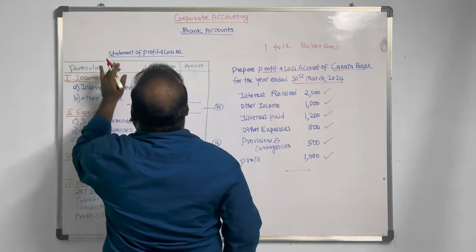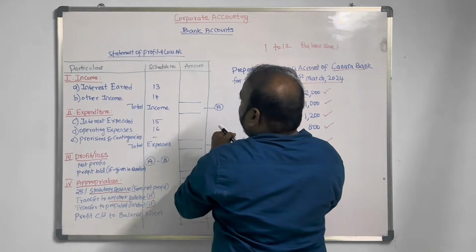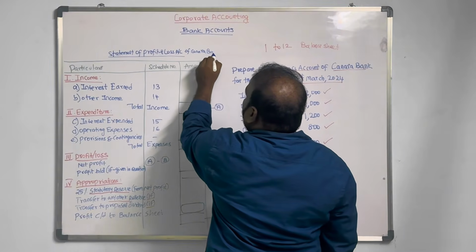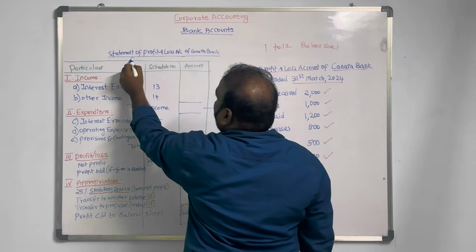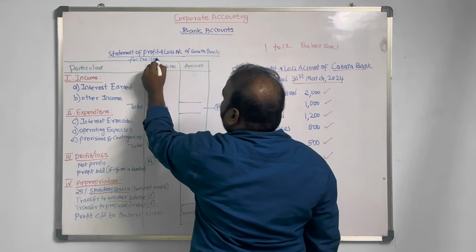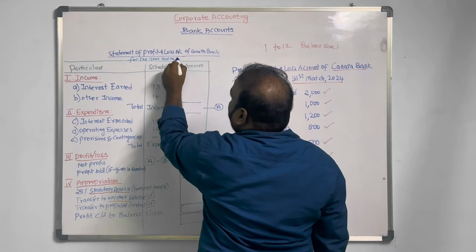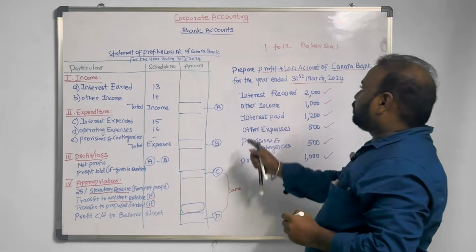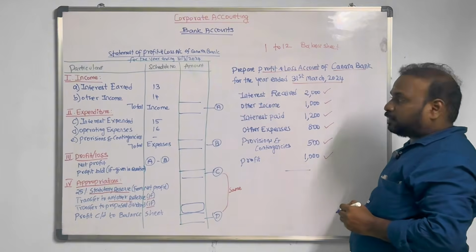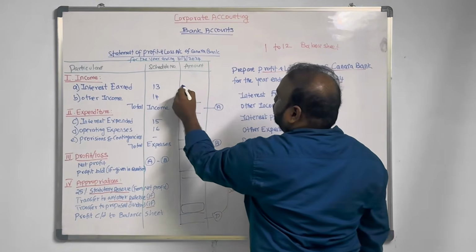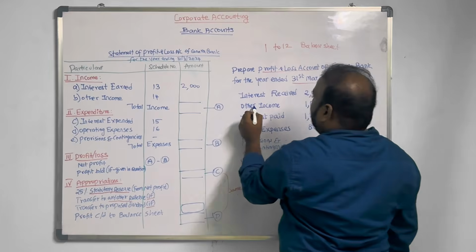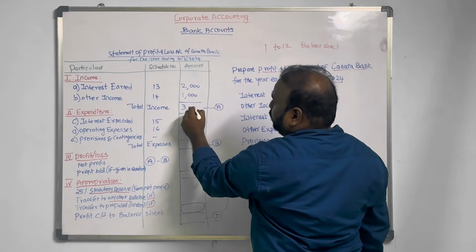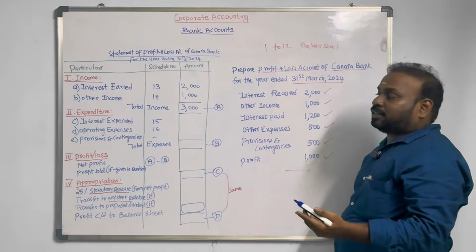Now we are going to substitute the values. We are going to prepare the statement of profit and loss account of Canara Bank for the year ending 31st March 2024. Interest received is nothing but interest earned, so schedule number 13, 2000. Other income is given as 1000. When you add, you get 3000. So the total income, that is A, is 3000.